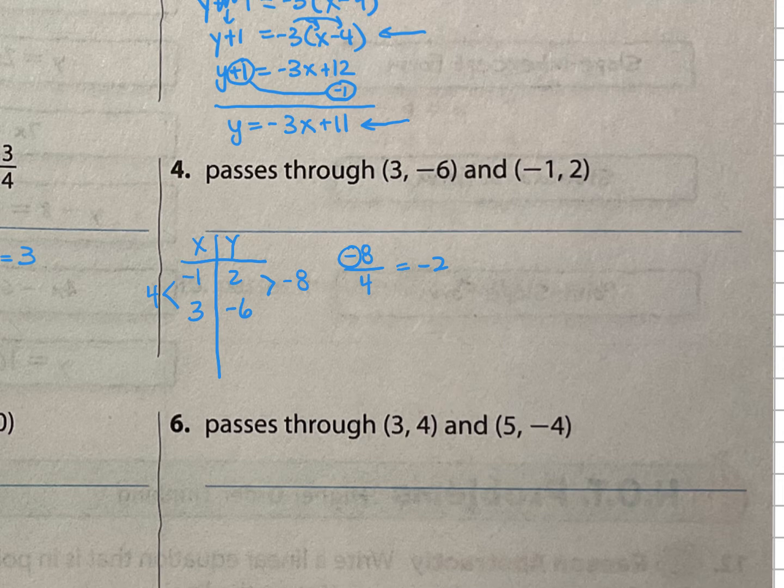All right, now we can use either point. We have a slope, which is negative 2, and we have either point we want. I'll use, I guess, this one. It's got smaller numbers. So y minus the y variable equals the slope times x minus the x variable. Y minus 2 equals negative 2 times x minus negative 1, which is plus 1.